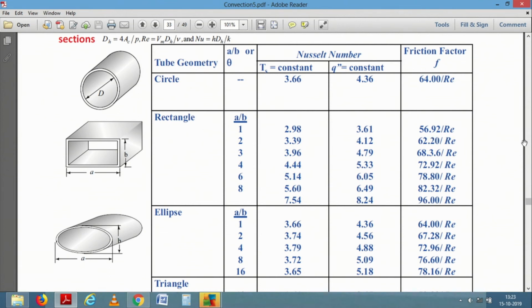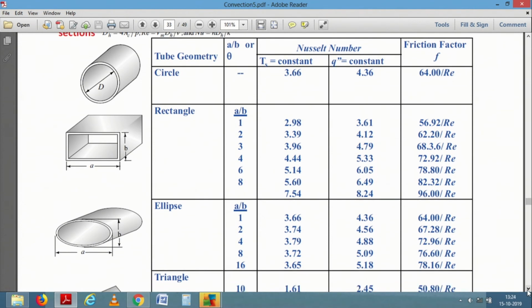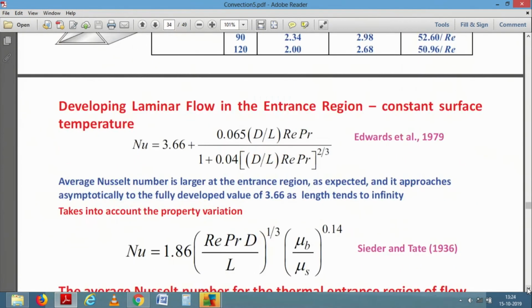For a parallel channel you get 96 by Re, for a square channel you get 56.92 by Re. If you are talking of an ellipse whose ratio of the major to minor axis is 1, it is a circle, and you get 64 by Re, again the same as this. If you are talking of an ellipse which is very thin, your ratio goes up to 78.16. Now, based on this, we have this table for other geometries.